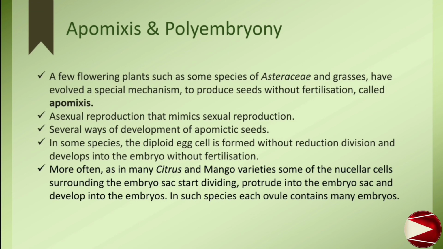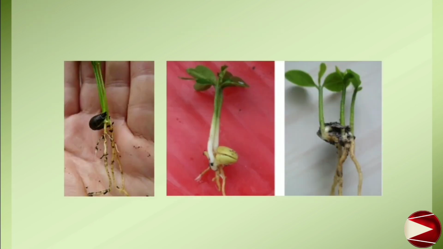More often, in many citrus and mango varieties, some of nucellar cells surrounding the embryo sac start dividing, protrude into embryo sac, and develop into the embryos. In such species, each ovule contains many embryos, and this phenomenon is called polyembryony. Just observe the number of plants developing from a seed.